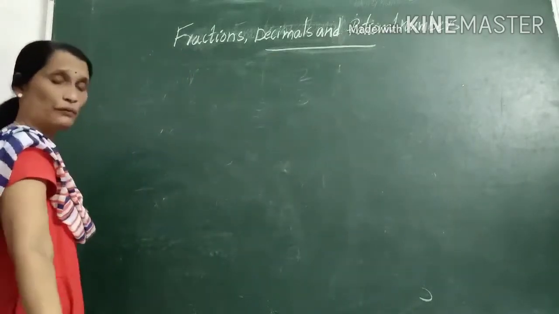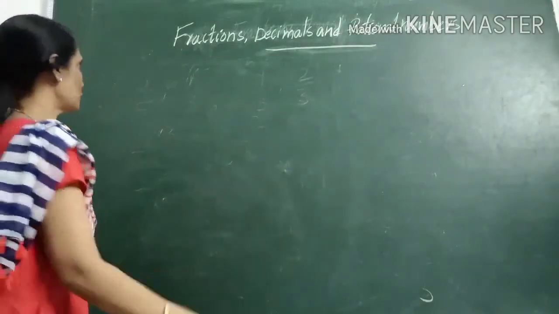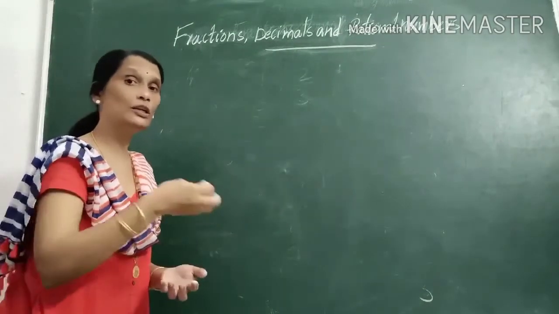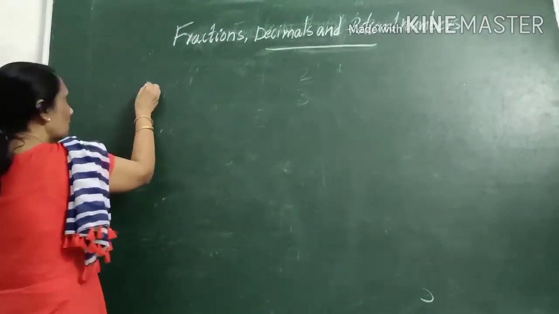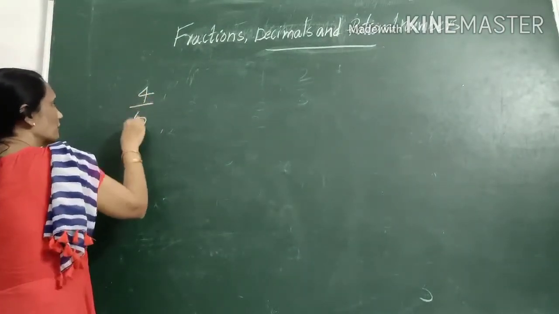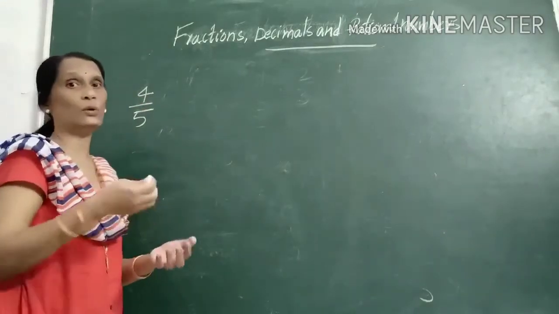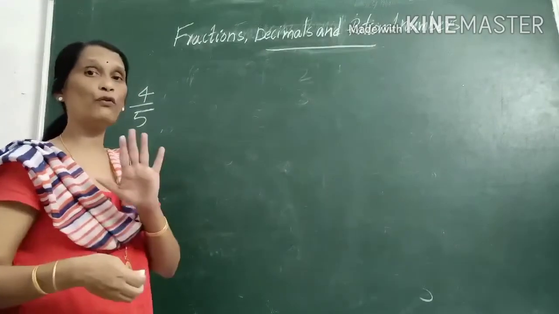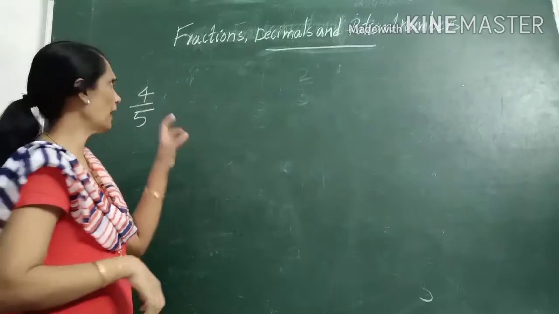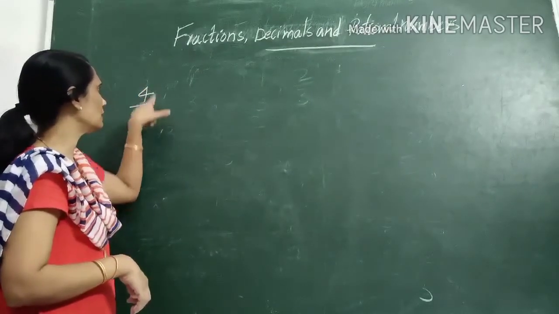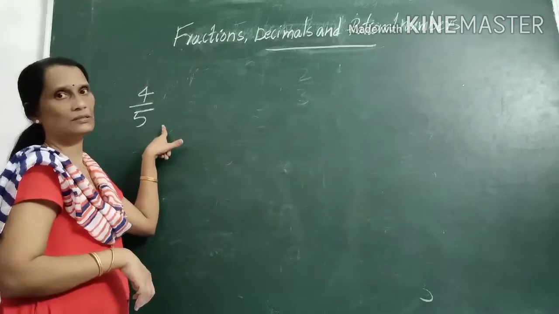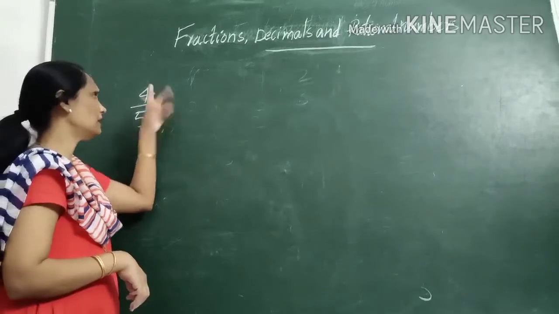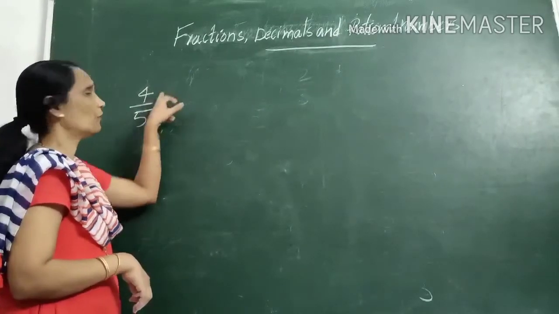Suppose we are asked to find some equivalent fractions, what do we have to do? We have to multiply both the numerator and denominator by the same number. Suppose the fraction 4 by 5 is given and we want to find its equivalent fractions. It is asked to find 4 equivalent fractions. So multiply the numerator and denominator by the same numbers. First multiply by 2. Next multiply by any number, that's your choice: 3, 4 and so on.